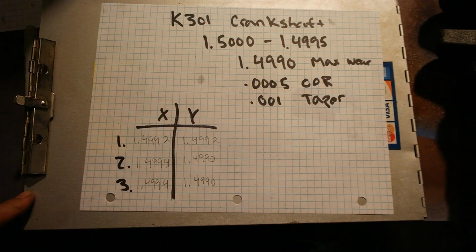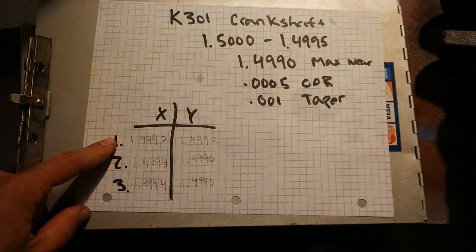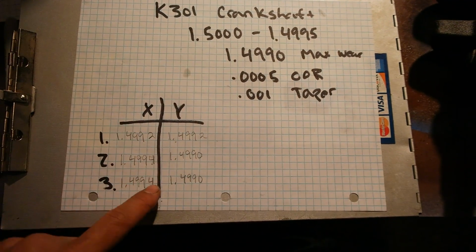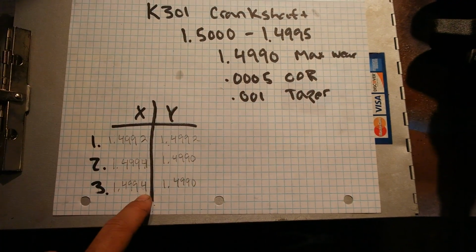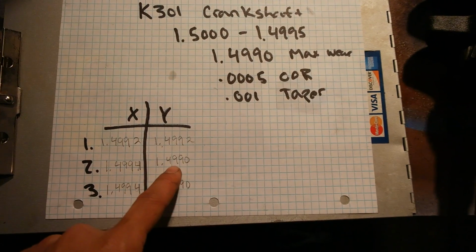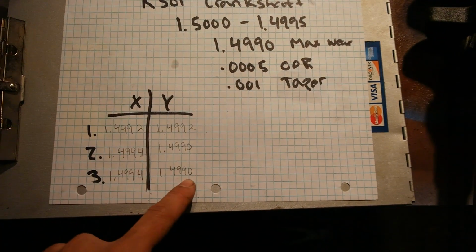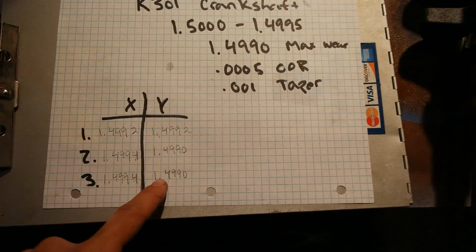Here are the six measurements we got for this crankshaft. The first measurement on the x-axis is 1.4992, then 1.4994, and then 1.4994 again. Over on the y-axis, we've got 1.4992, 1.4990, 1.4990.